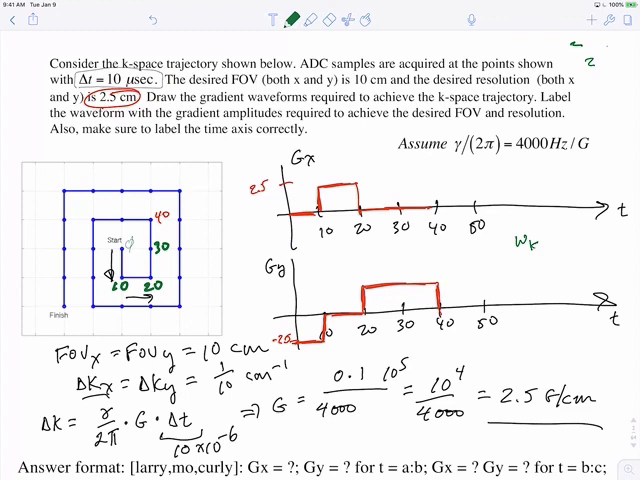So it's just W of K, either X or Y, doesn't matter, is equal to 1 over the resolution, right? Which is 1 over 2.5. Okay? So that means this width had better be 1 over 2.5. Okay? And the question is that?